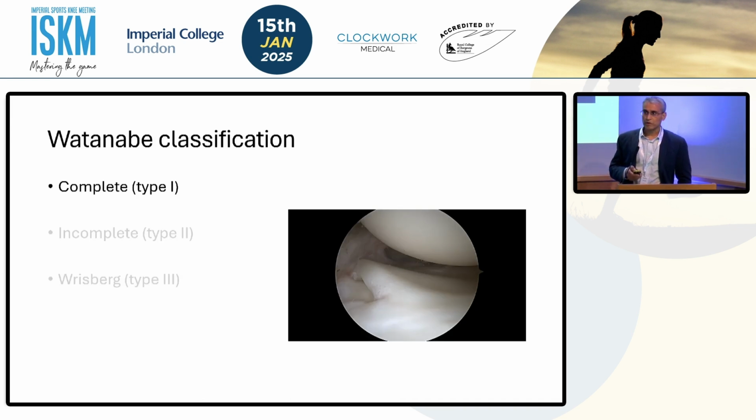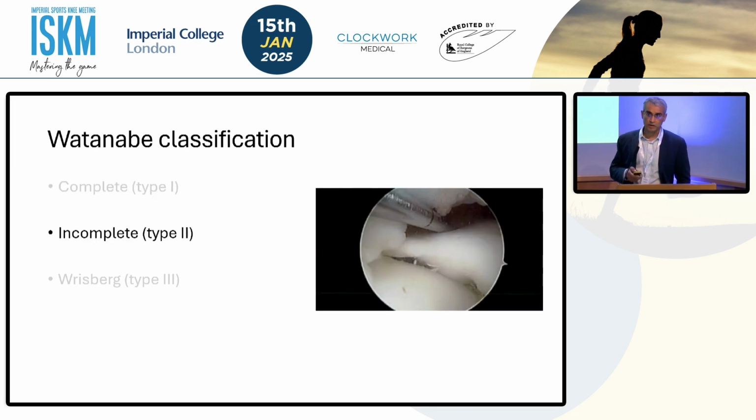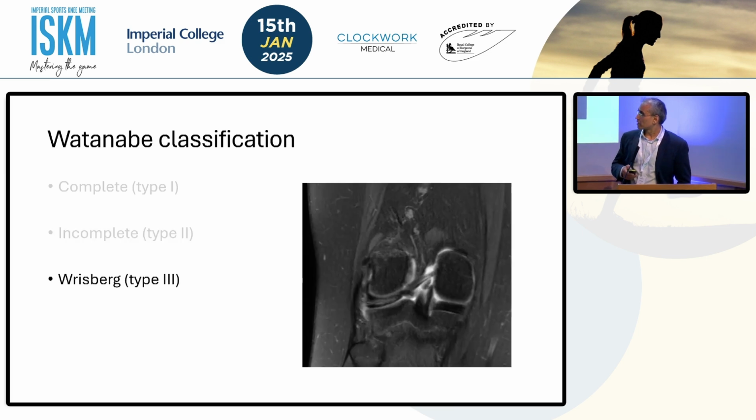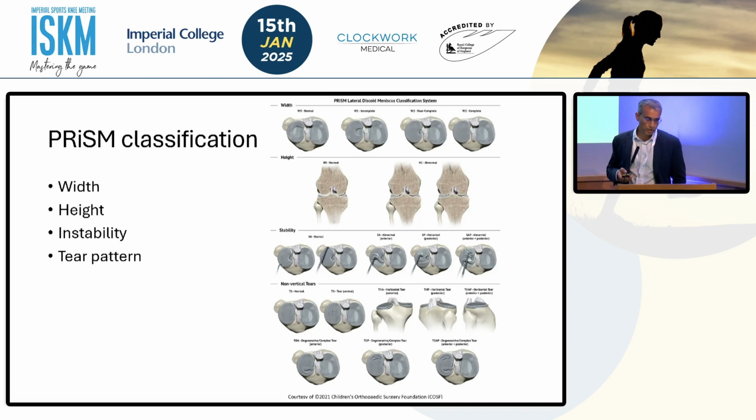You would all be familiar with the Watanabe classification, where you've got a complete discoid, which is stable, and then an incomplete version. And then the third one, known as Wrisberg, which has a deficient posterior meniscocapsular attachment, an unstable variant. Often on MRI you see no attachment posteriorly, and they get a very hypertrophic ligament of Wrisberg, which is taking a lot of load and stopping the meniscus from collapsing forward.